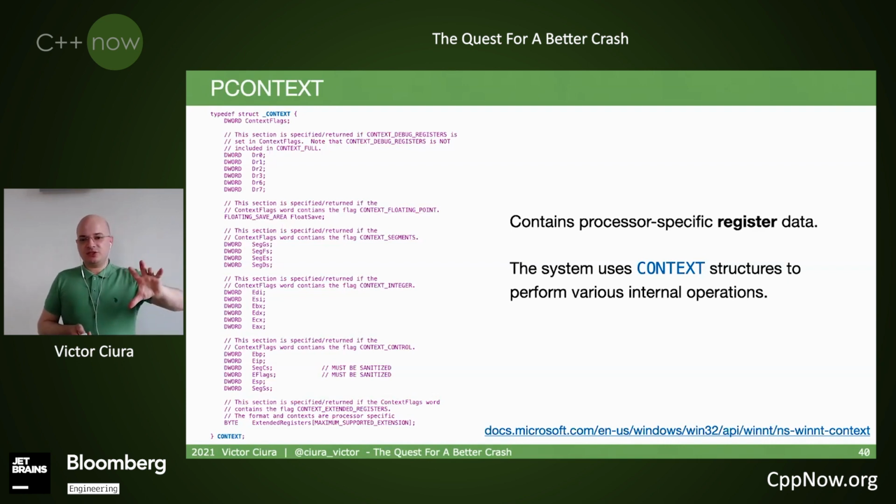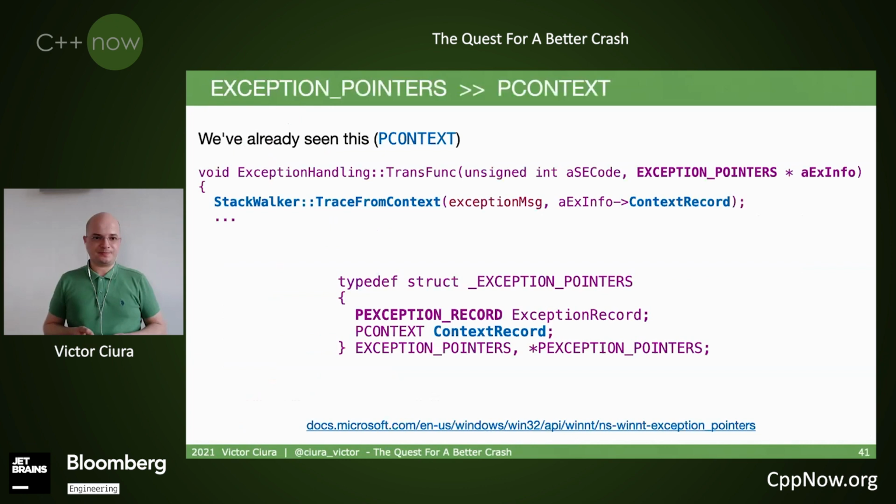So the context structure contains processor-specific register data, as you might expect, and the system uses these structures to perform various internal operations, and they're passed around in callbacks, for example, when we register a structured exception handler translation function. For example, this PCONTEXT is that second parameter that we pass to trace from context that we've seen previously. In this case, we receive it from the CRT directly, and it's right there in the exception pointer structure.